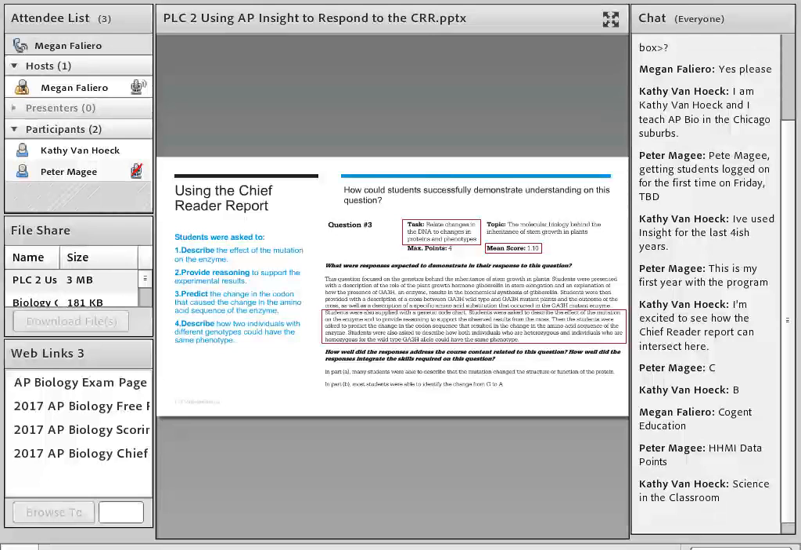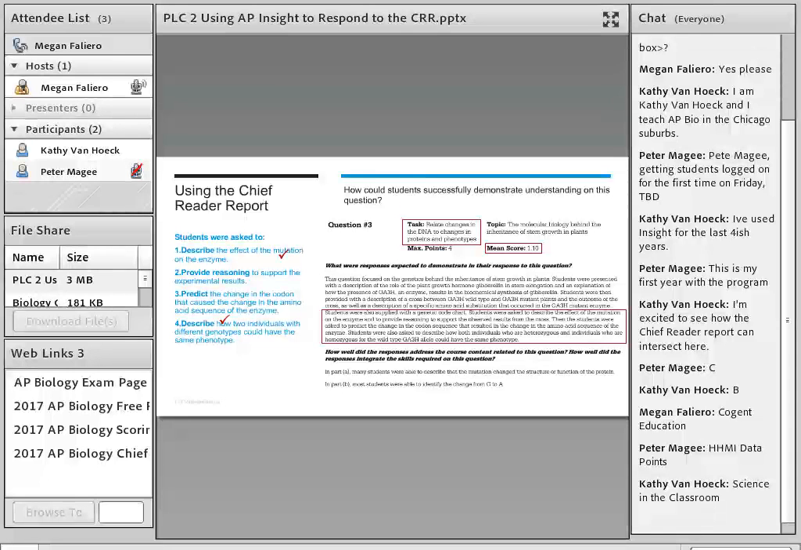But then they had to provide reasoning to support the observed results: can you say how that is going to change the enzyme? If it changes the protein structure, now we have an enzyme that's no longer going to be able to function. The students were then asked to predict the change in the codon sequence that results in the change in the amino acid sequence in the enzyme, and describe the effect on individuals who were heterozygous and individuals who were homozygous. And that was virtually impossible, it sounds like.